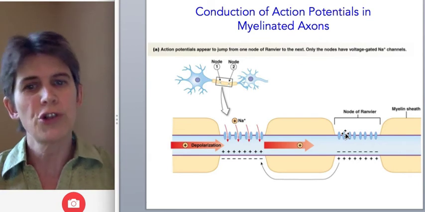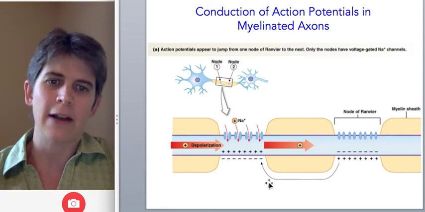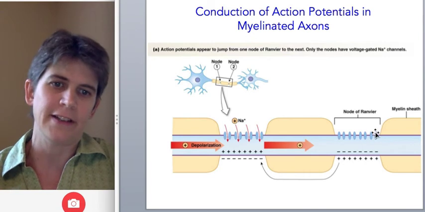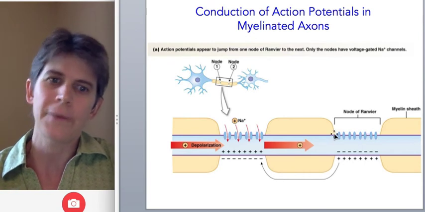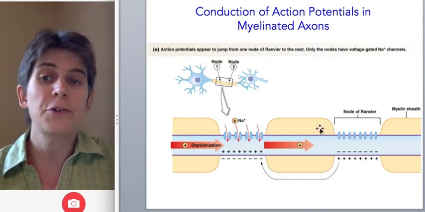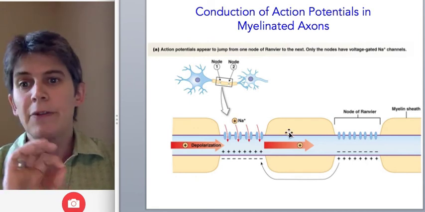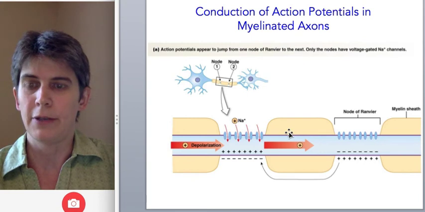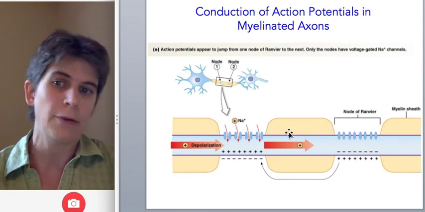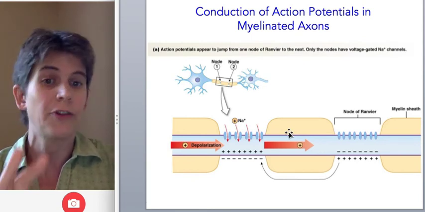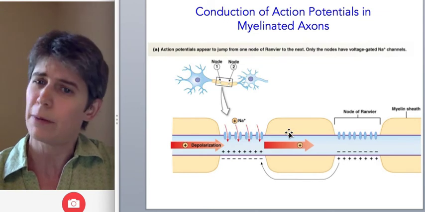So the solution to this is to take these areas between the places that have voltage-gated sodium channels and insulate it. That is, to prevent movement of sodium out of the cell. In these areas, there's no membrane permeability to sodium. It can't move in, it can't move out, there are no voltage-gated sodium channels, and there are no sodium-potassium pumps.